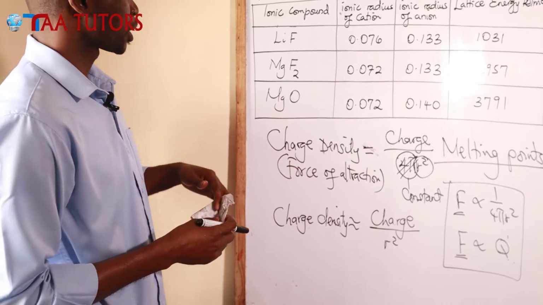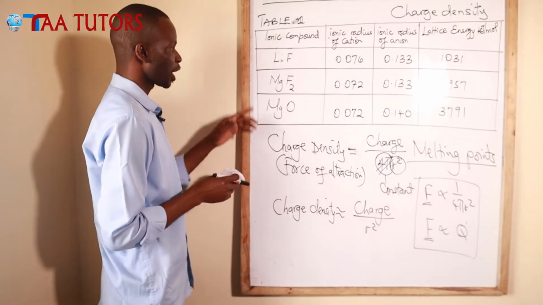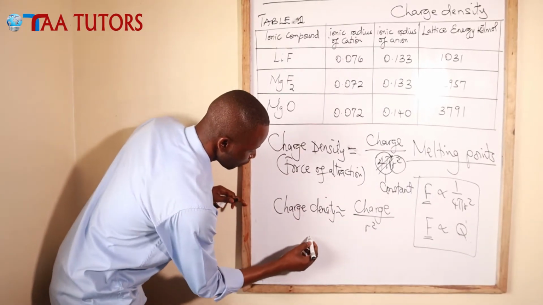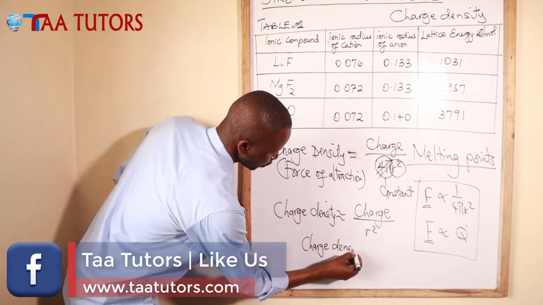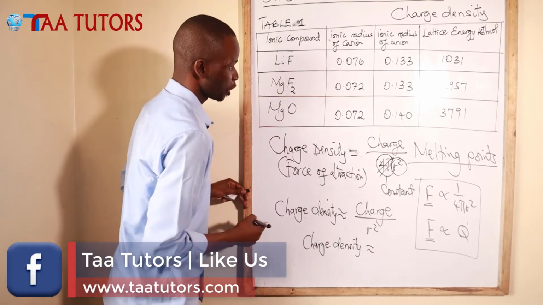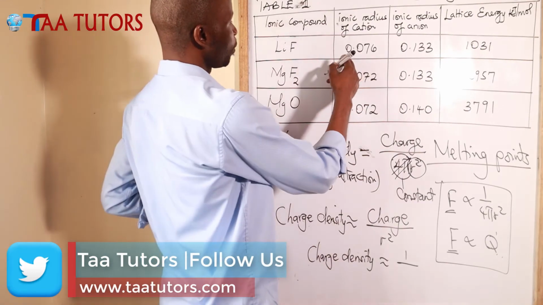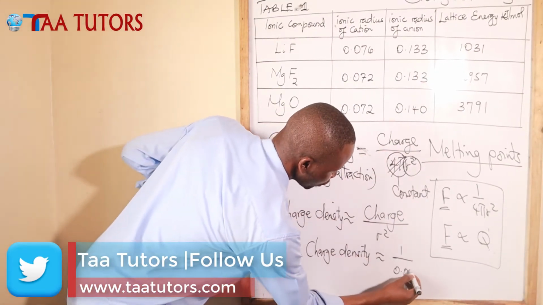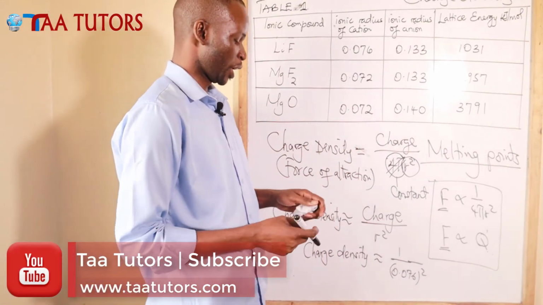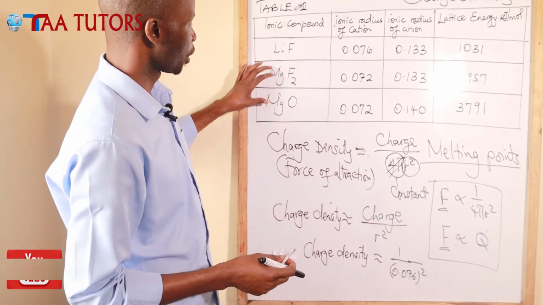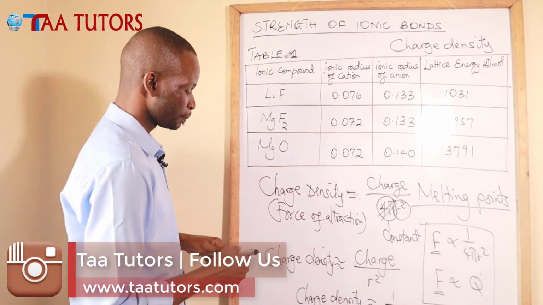So if someone asks us to calculate the charge density of the lithium ion, the charge density of lithium ion can be approximated as follows: the charge on lithium is 1, over the radius of lithium, which is 0.076, squared. If you calculate this, you will get what we are referring to as the charge density. And we can calculate the one for magnesium so that we can compare lithium and magnesium, to see which one gives us a bigger charge density.